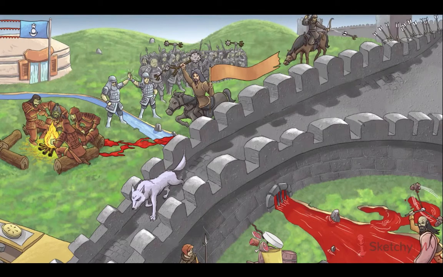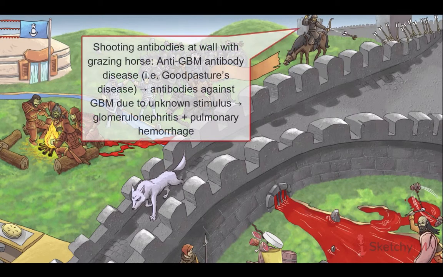Antiglomerular basement membrane antibody disease, also called Goodpasture's disease, is a rare cause of glomerulonephritis and pulmonary hemorrhage in both children and adults. This disease involves antibodies that are directed against an antigen intrinsic to the glomerular basement membrane. So we've lined up these antibody arrows along the wall, which represents the GBM.